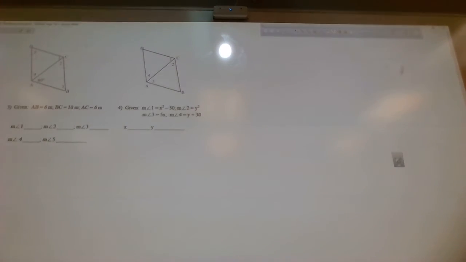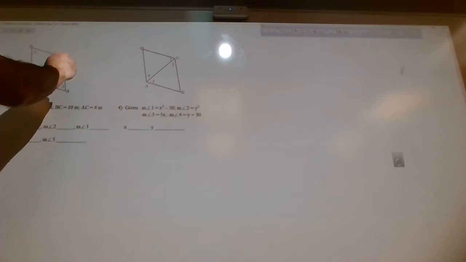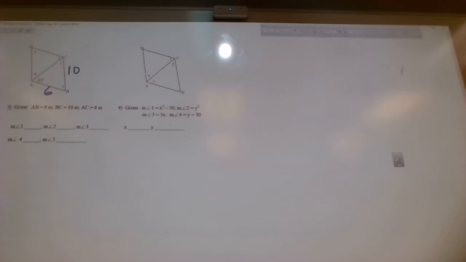So given that AB is 6, BC is 10, AC is 6. Okay, there's some things that we can tell: that's an isosceles triangle, so we'll know that 2 and 3 are going to be congruent anyway.